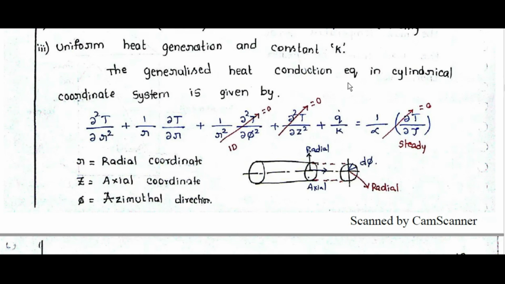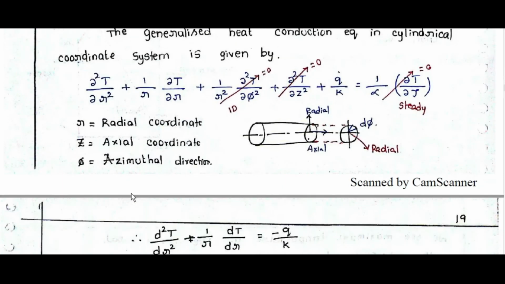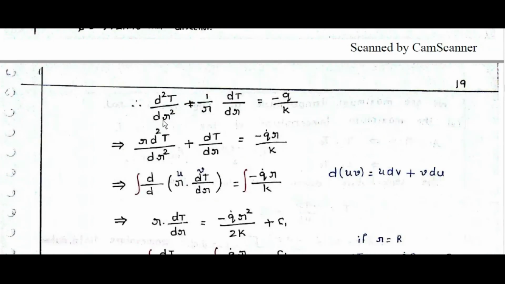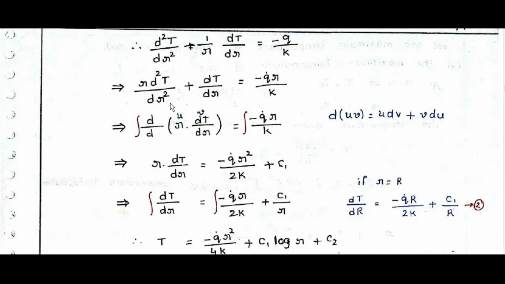The generalized heat conduction equation in cylindrical coordinate system is given by del square T by del r square plus 1 by r del T by del r plus 1 by r square del square T by del phi square plus del square T by del z square plus Q dot by k is equal to 1 by alpha del T by del tau. This is 0. r is the radial coordinate, z is the axial coordinate, phi is the azimuthal coordinate. Del square T by del r square plus 1 by r del T by del r is equal to minus Q dot by k. r del square T by del r square plus del T by del r is equal to minus Q dot r by k.